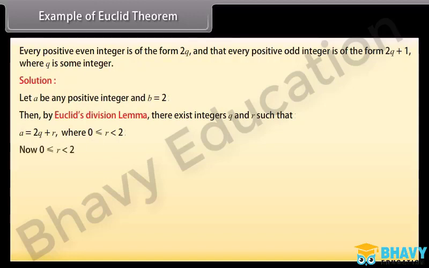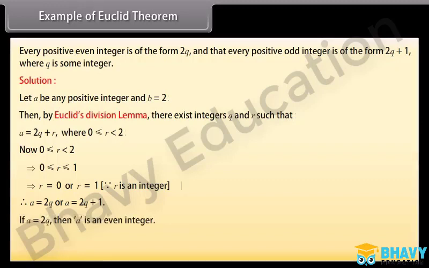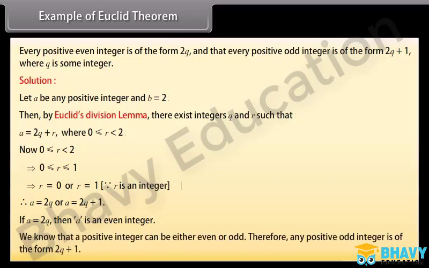Now, 0 is smaller than or equal to r is smaller than 2, which implies 0 is smaller than or equal to r is smaller than or equal to 1, which implies r is equal to 0 or r is equal to 1 because r is an integer. Therefore, a is equal to 2q or a is equal to 2q plus 1. If a is equal to 2q, then a is an even integer. We know that a positive integer can be either even or odd. Therefore, any positive odd integer is of the form 2q plus 1.